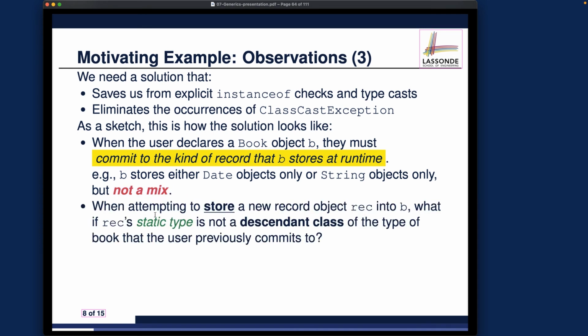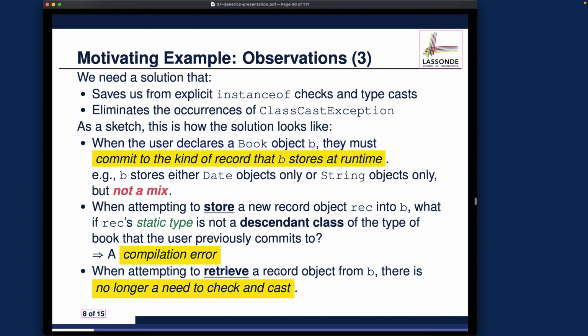Number two, when we are trying to store into the book, we don't want to be as accommodating as before, right? Whatever kind of record the user declares they want to store in the beginning, we want to stick to it. So for example, if they say I want to commit to storing dates only, then if you try to store any object whose static type is not a descendant class of the Date which you committed to, there should be a compilation error, right? That's something we'll see exactly.